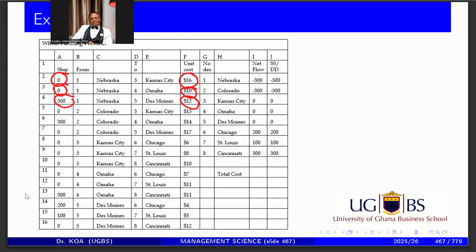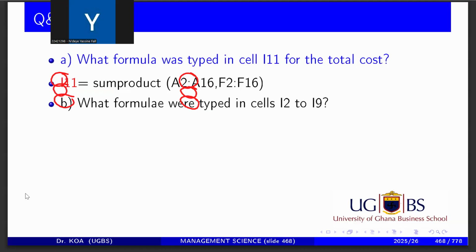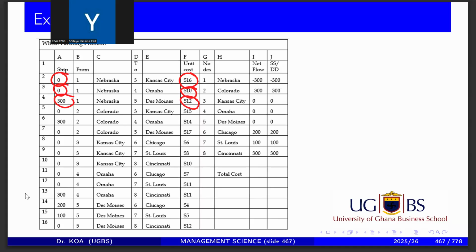So the total cost we've gotten to know, but it says I2 to I9. So he's actually looking at I2 to I9 in this column. But let's deal with I2 first. What formula was there? You start with equals. What formula gave us the I2?